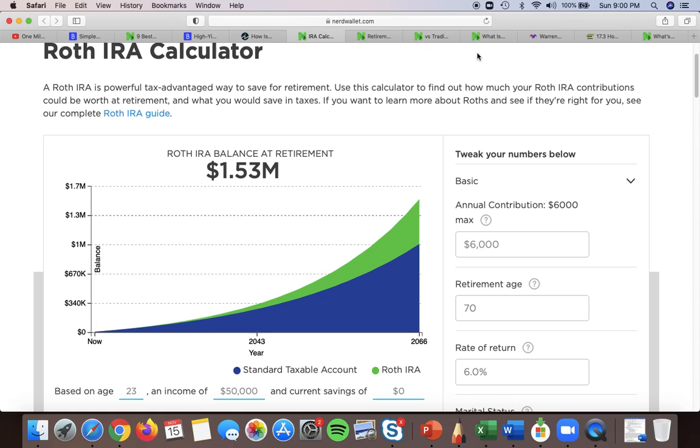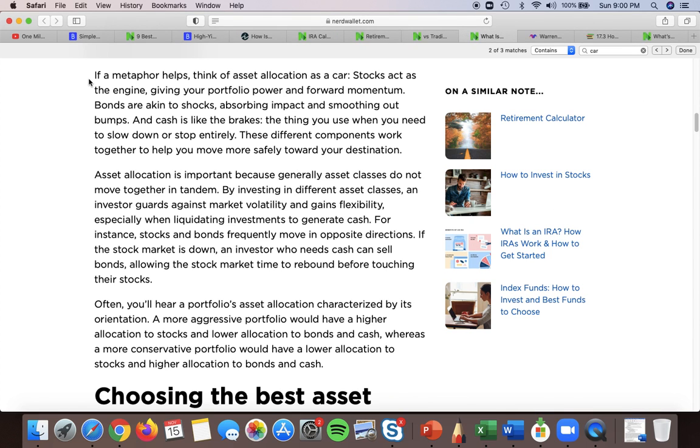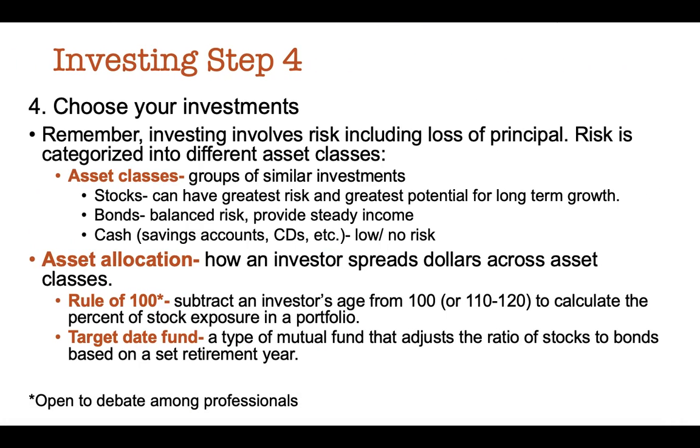So when you're deciding on asset allocation, I found this quote from this article that again will be linked, useful. So I like metaphors. So this article says, if a metaphor helps, think of asset allocation as a car. Stocks act as the engine. It gives your portfolio power and forward momentum. Bonds are akin to shocks. They absorb the impact and smooth out bumps. Cash is like the brakes, the thing you use when you need to slow or stop entirely. These different components work together to move you safely towards your destination.